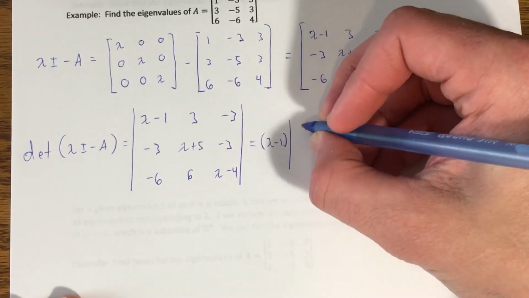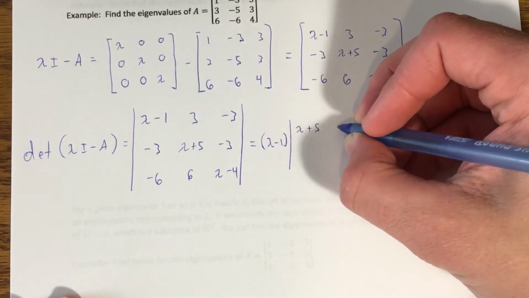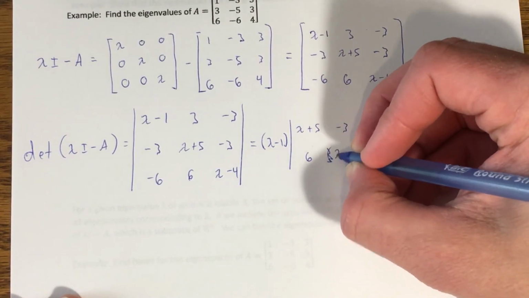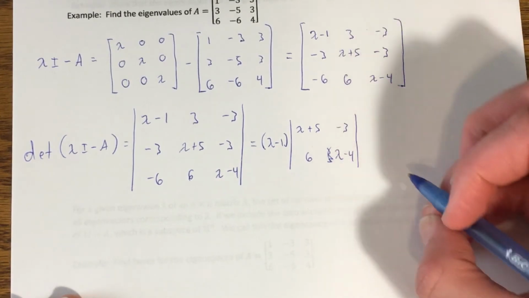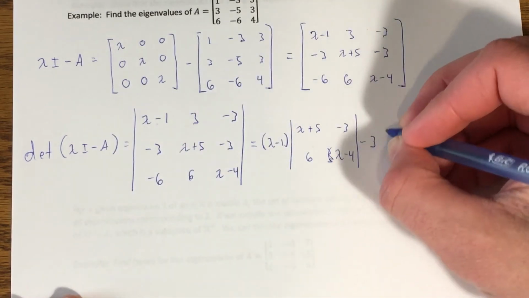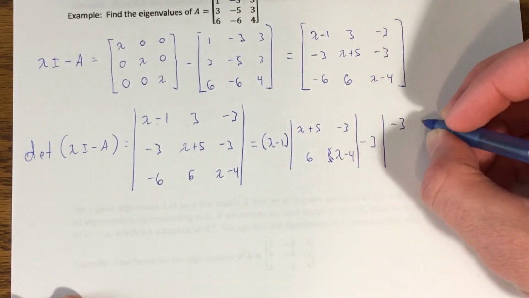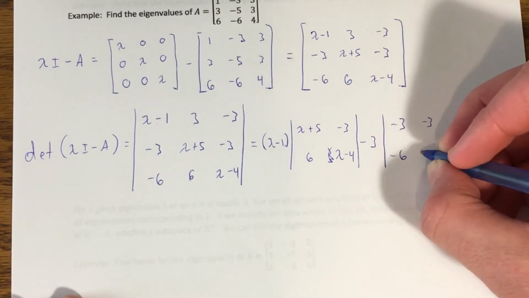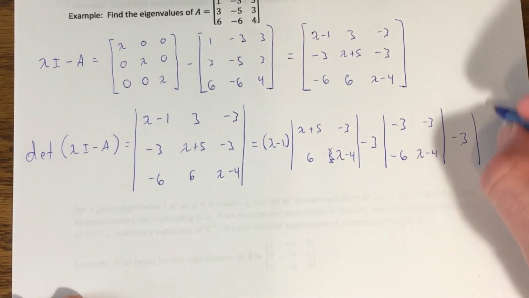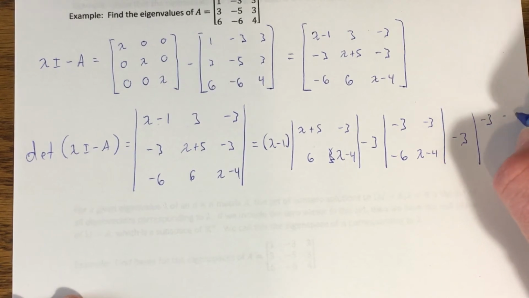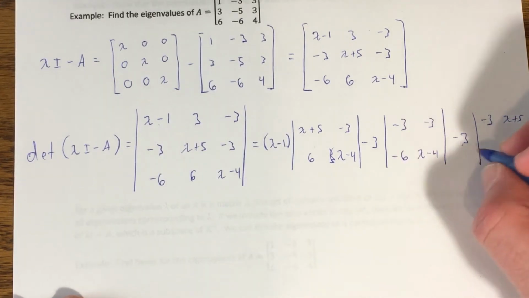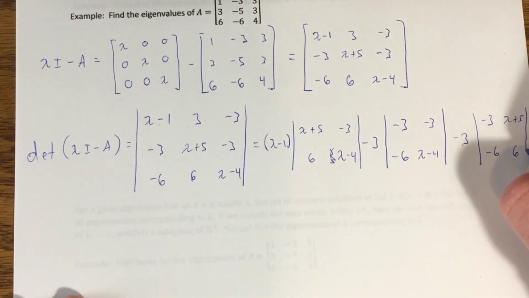times the determinant lambda plus 5, negative 3, 6, lambda minus 4. Okay. Remember, we have a plus minus plus pattern, so this is going to be minus 3 times the 2 by 2, negative 3, negative 3, negative 6, lambda minus 4, minus 3 times negative 3, lambda plus 5, negative 6, 6. Okay.